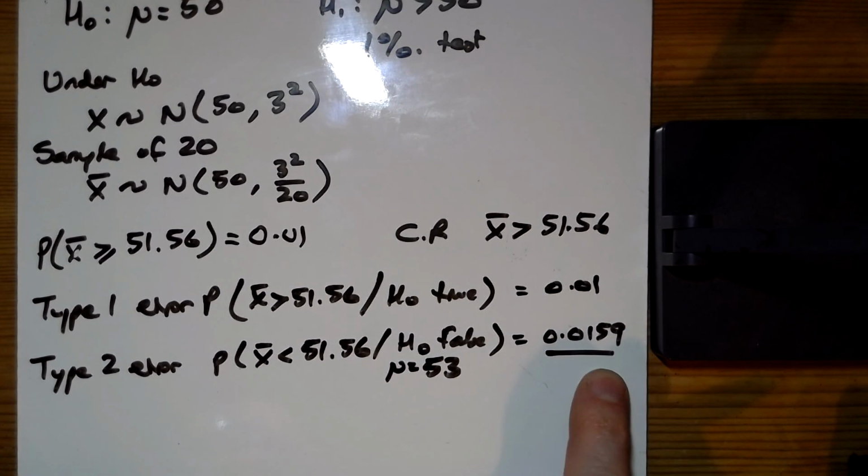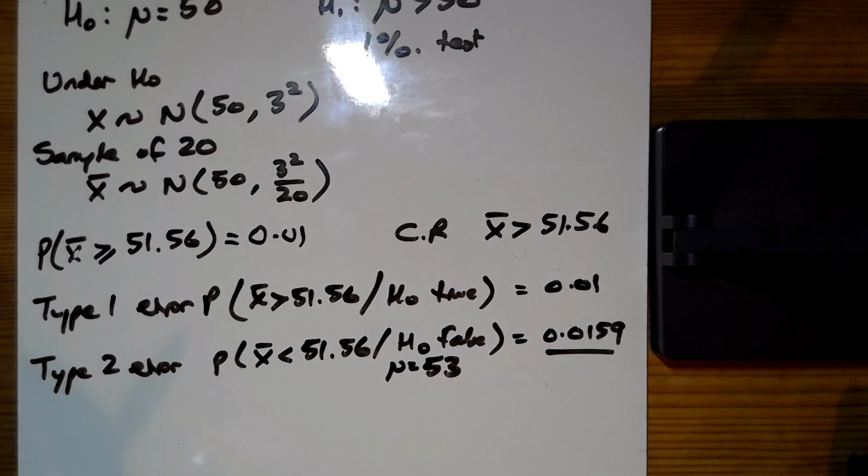So that's the probability of the type 2 error. Have I read all the question? Yeah, I've just done the question without reading it, really.